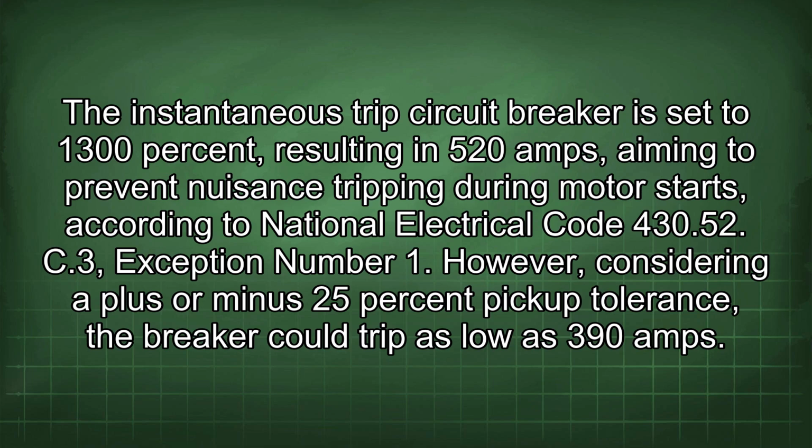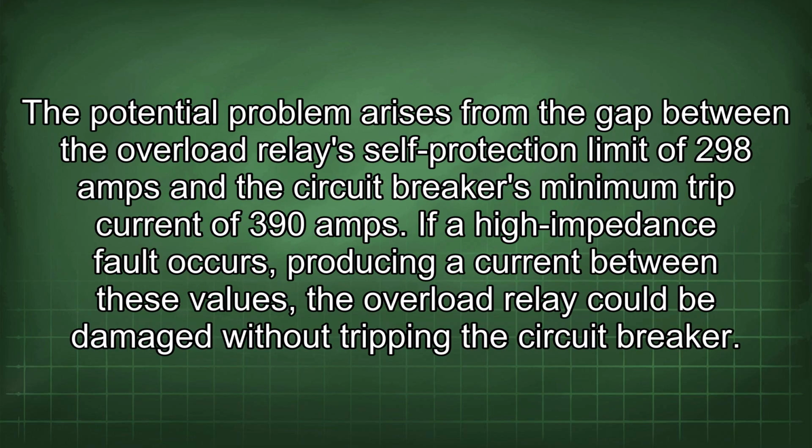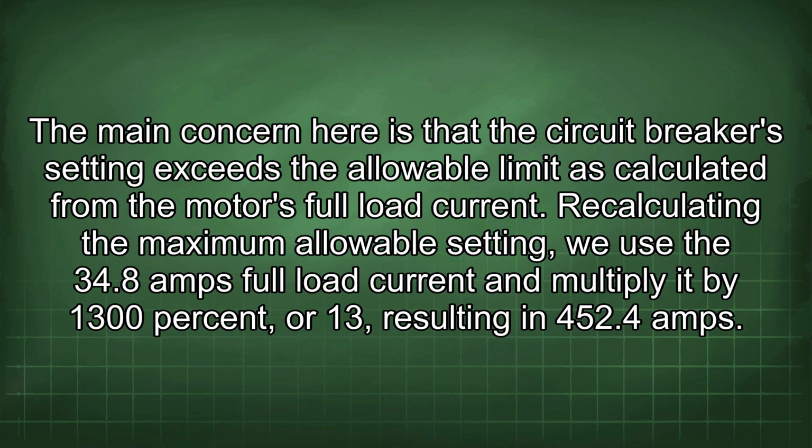(C)(3), Exception No. 1. However, considering a plus or minus 25% pickup tolerance, the breaker could trip as low as 390 amps. The potential problem arises from the gap between the overload relay's self-protection limit of 298 amps and the circuit breaker's minimum trip current of 390 amps. If a high impedance fault occurs, producing a current between these values, the overload relay could be damaged without tripping the circuit breaker. The main concern here is that the circuit breaker's setting exceeds the allowable limit as calculated from the motor's full load current.